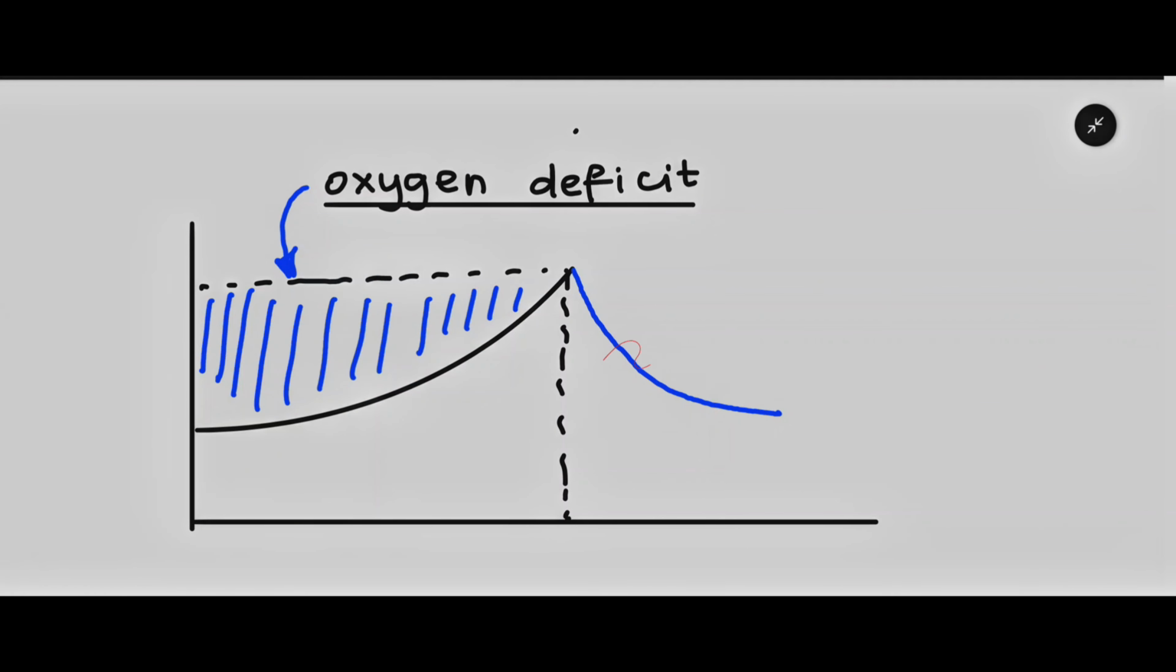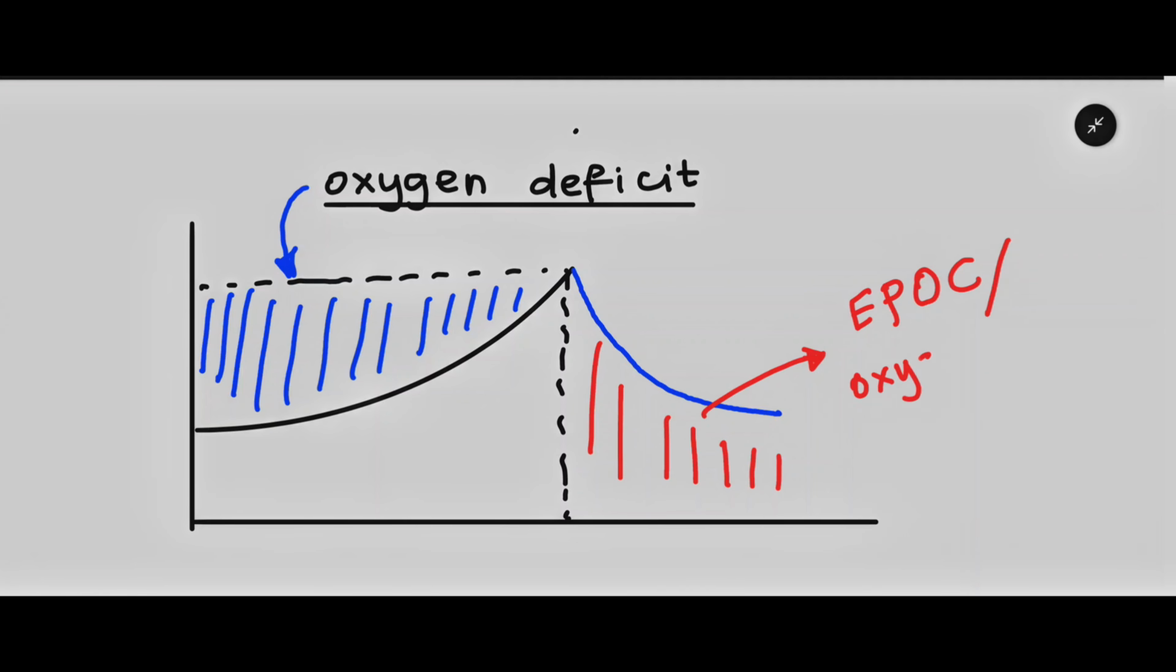A simple way to picture it is this. The body needs oxygen instantly, but oxygen uptake rises gradually. That gap at the start is oxygen deficit. Now let's go to recovery. After exercise stops, oxygen uptake does not immediately return to resting levels. It stays elevated for a period of time.